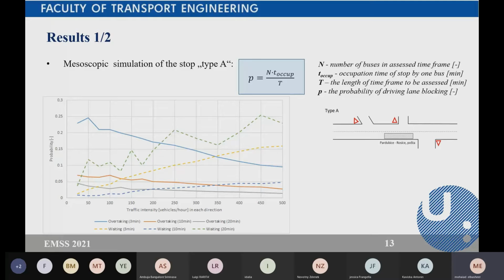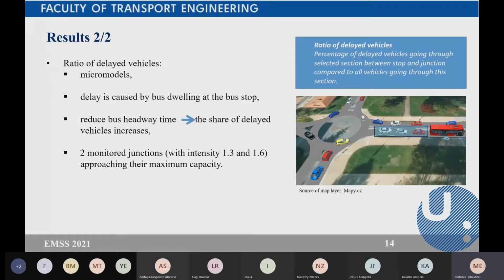The figure shows that division of vehicles between waiting or overtaking depends on traffic intensity. Probability of overtaking decreases by rising volume of intensity. The opposite relationship applies to waiting. Each of 5 junctions simulated in PTV Vissim was analyzed to know the ratio of delayed vehicles, which is percentage of delayed vehicles going through selected section. To see the section, see blue rectangle in figure.